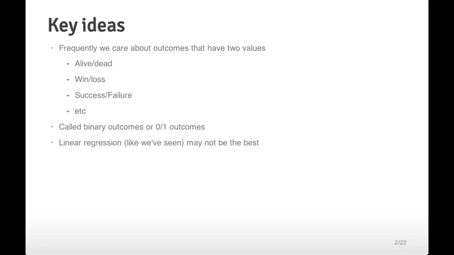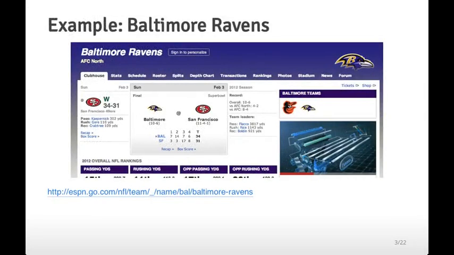Some examples of these are if a patient is alive or dead, there's no in between. If there's a win or a loss for a particular sports team, success or failure, whether a particular species has died or not died, and so forth. All of these outcomes only have two values. And so linear regression, like we've seen in the previous examples where we're typically assuming that the outcome is quantitative, may have some problems, and we'll explain those in a minute. So we're going to talk a little bit about how you can address analyses if you aren't doing basic linear regression.